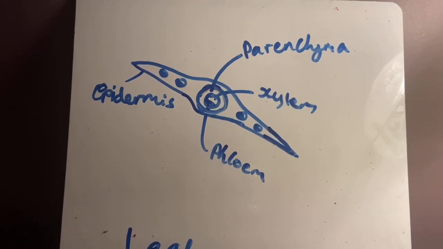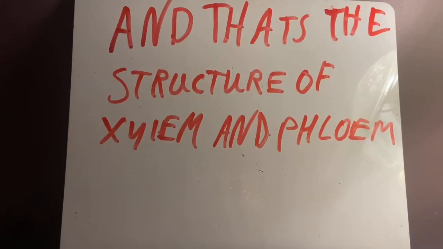This is the arrangement in the leaf, and the parenchyma here is for water storing. And that's the structure of xylem and phloem.